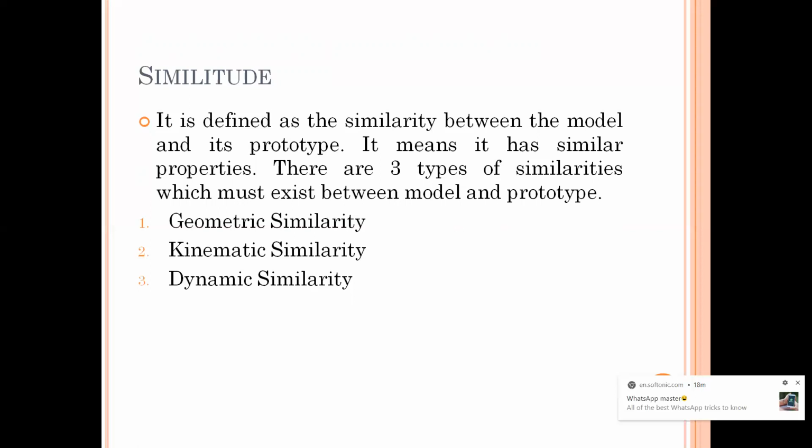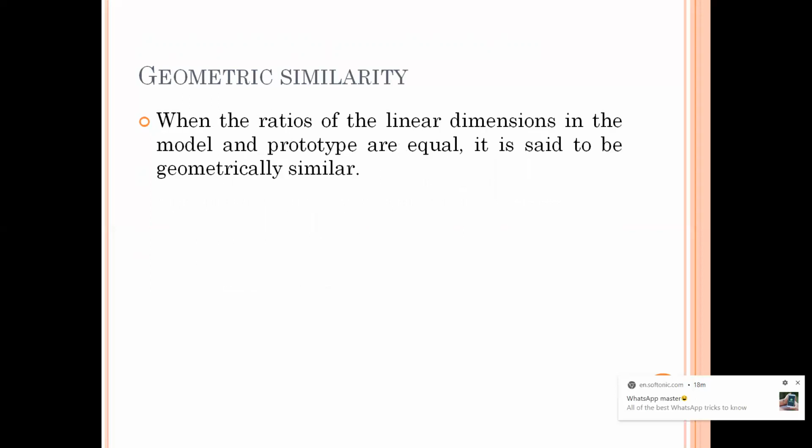So geometric is all about your dimensions. Kinematic deals with your velocity and acceleration, as in kinematics. Dynamic deals with your forces. So these are relationships which have to be maintained between the model and the prototype. Coming to geometric similarity, when the ratios of the linear dimensions in the model and prototype are equal, it is said to be geometrically similar. The word itself very clearly says geometric similarity. Your dimensions should be similar. Your linear dimensions should be similar.